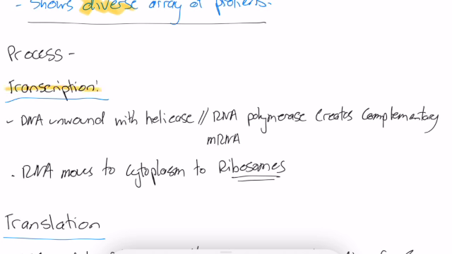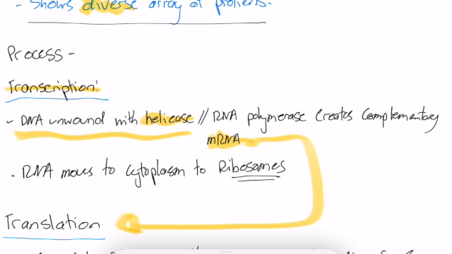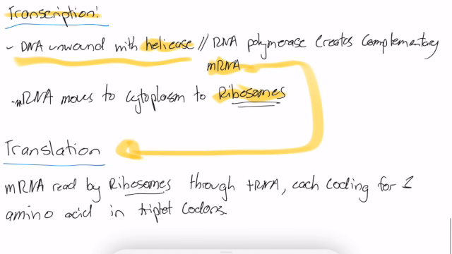We have firstly transcription. DNA is unwound with helicase, so we know that's the enzyme. An RNA polymerase comes in to make this complementary mRNA, which is then used later in translation. We know that the RNA, so the mRNA, we'll let that be an M, moves into the cytoplasm to those ribosomes. So typically your free ribosomes, which are in the cytoplasm.